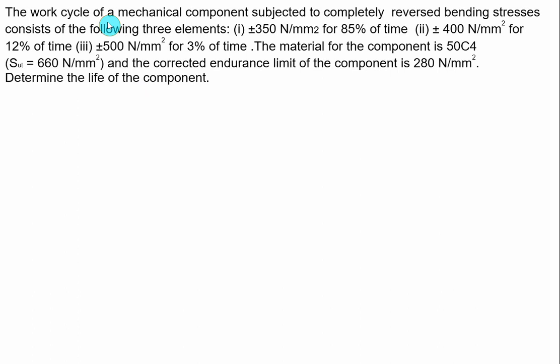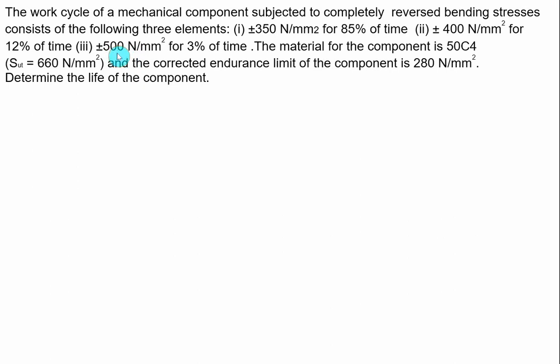The work cycle of a mechanical component subjected to completely reversed bending stresses contains the following three elements. First, we have amplitude stress equal to 350 megapascal for 85% of the time. So we have sigma a1 equal to 350 and alpha 1 equal to 0.85. Then we have plus minus 400, so amplitude stress will be equal to 400 megapascal for 12% of the time. So alpha 2 is equal to 0.12.